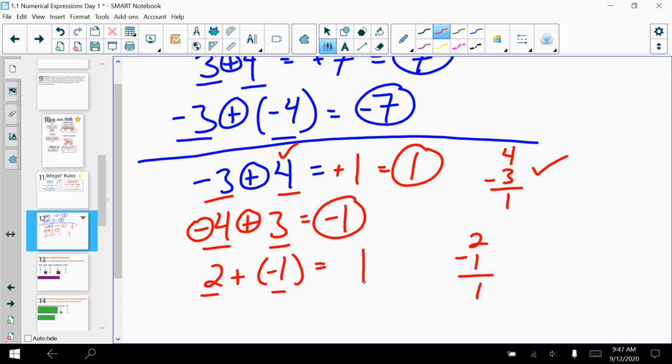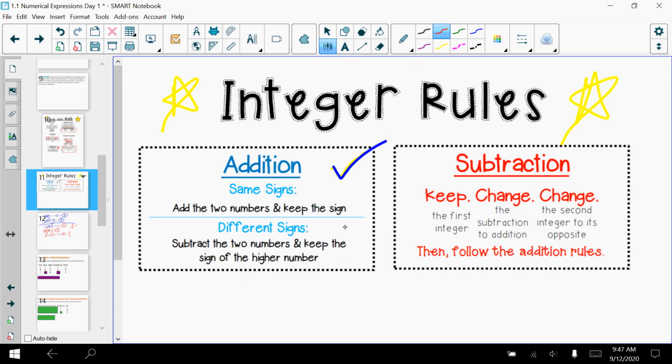Now 2 is larger than 1, and 2 is positive, so it's a positive 1. So that's how you look at those signs and analyze them. So that's what happens when we have different signs. Now we're going to talk about subtraction.